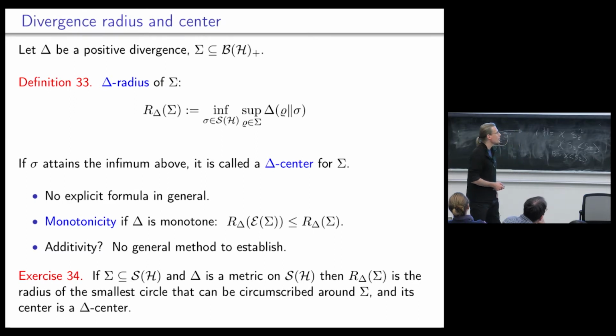To make it a little bit less mysterious, if you consider a proper metric, so not these strange divergences, but a metric or a norm distance on this set, then this radius is indeed what you would call a radius. This is just the radius of the smallest circle that can be circumscribed around this sigma. And the center of this circle is going to be exactly this divergence center.